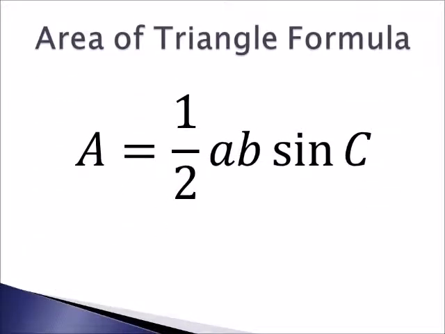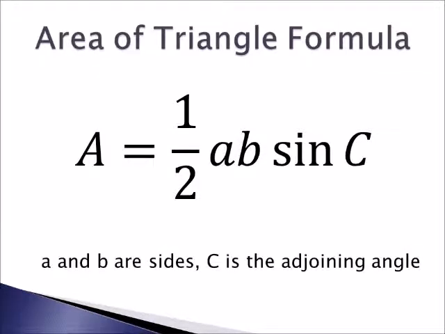In order to determine the area of any triangle, you need to be able to memorize the formula. A is equal to 1/2 AB sine C, where A and B are both sides and C is the adjoining angle.